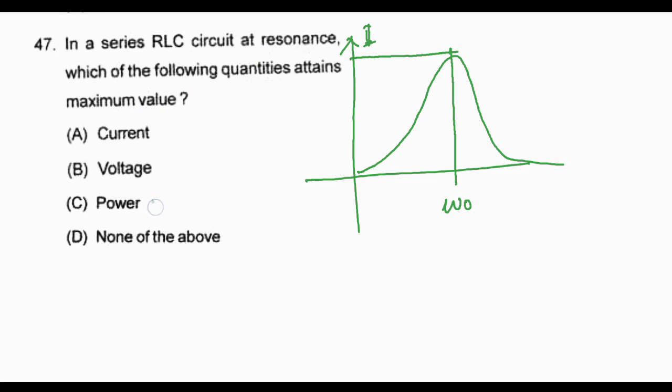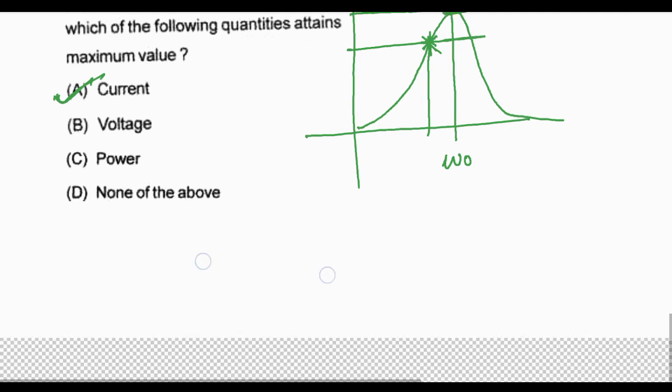Power is also maximum at this point, and this is the half power or the cutoff frequency. Now consider, if there is no resistance, that means in the RLC series circuit R is equal to 0, then power will also be 0. So power is not the correct answer, current is the correct answer, because if R is equal to 0, then current will be maximum, and that will be a short circuit condition. So here option A is the correct answer.